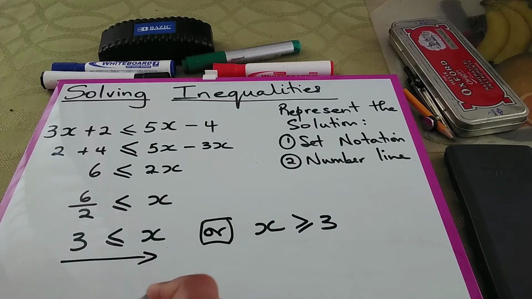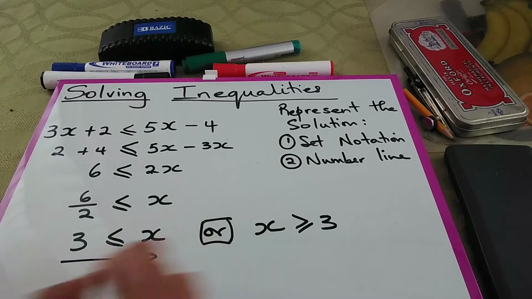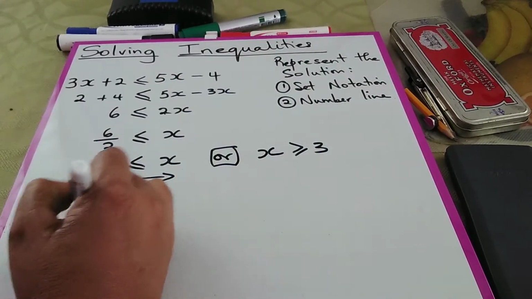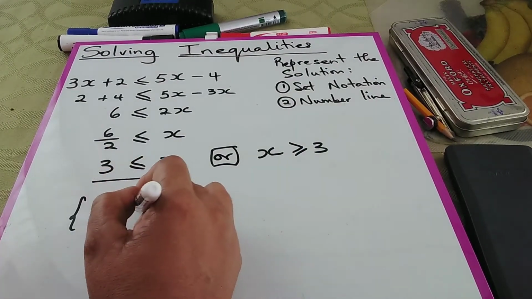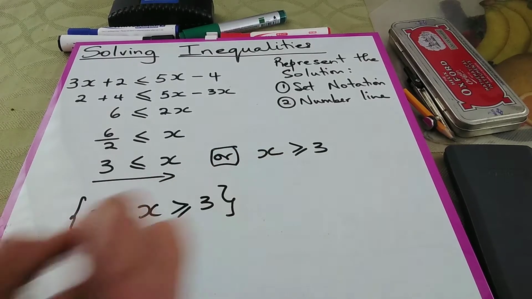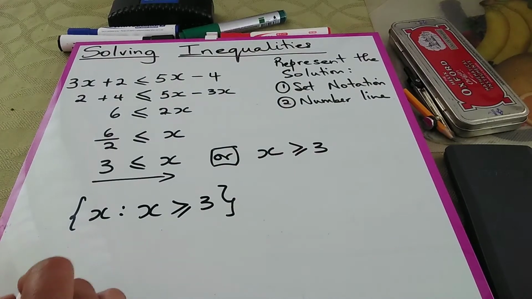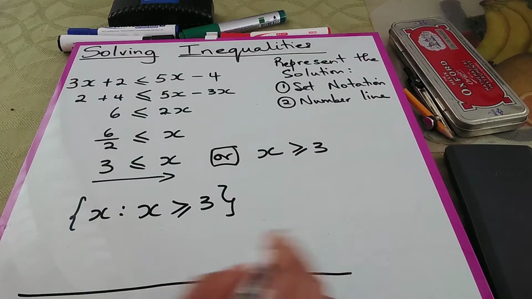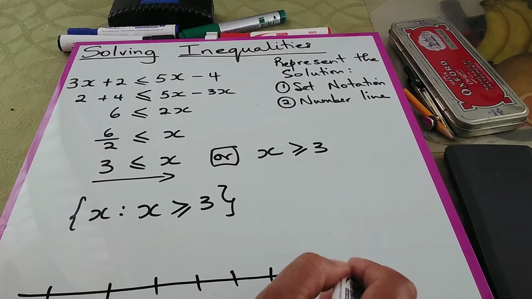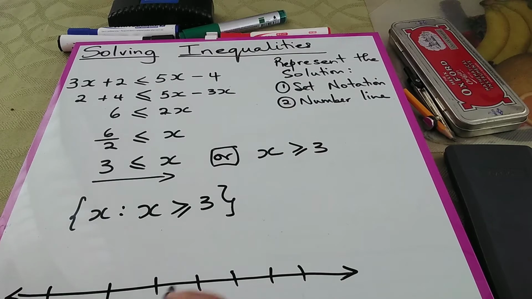All right. So now to write the set notation, it would be x such that x is greater than or equal to 3. And then we can now draw the number line, the horizontal one, to represent the x values. We're going to put 3 here, 4, 5, 6, then we put 2, 1, 0.